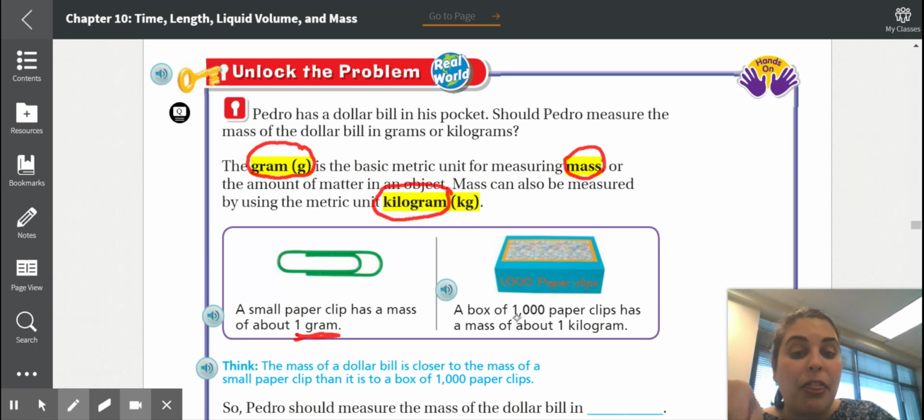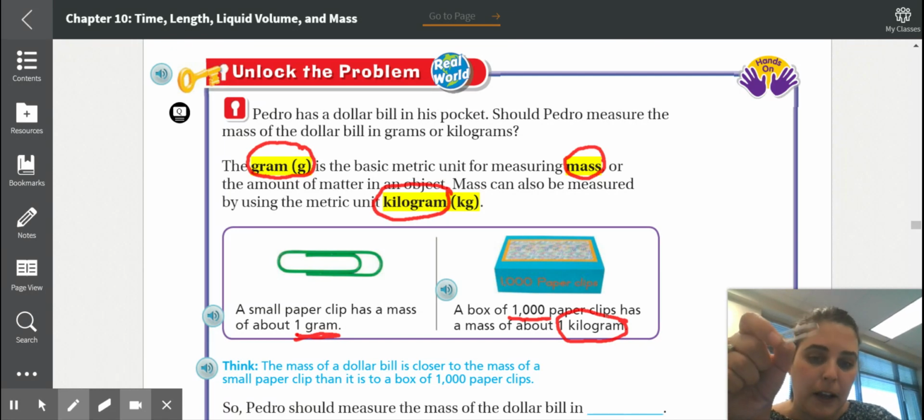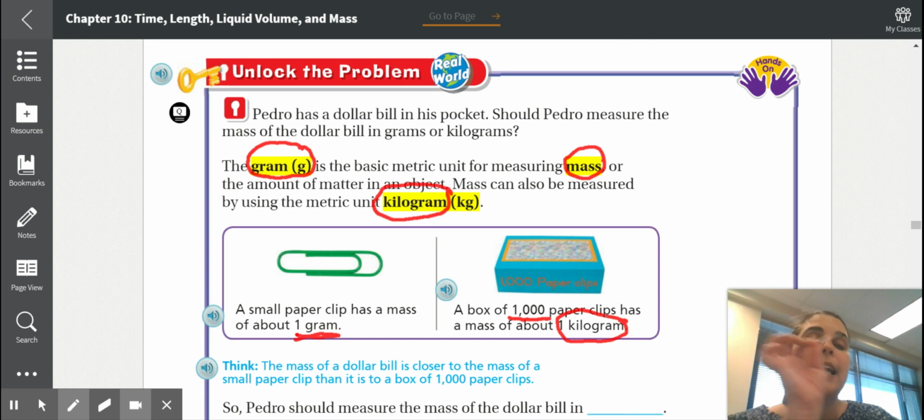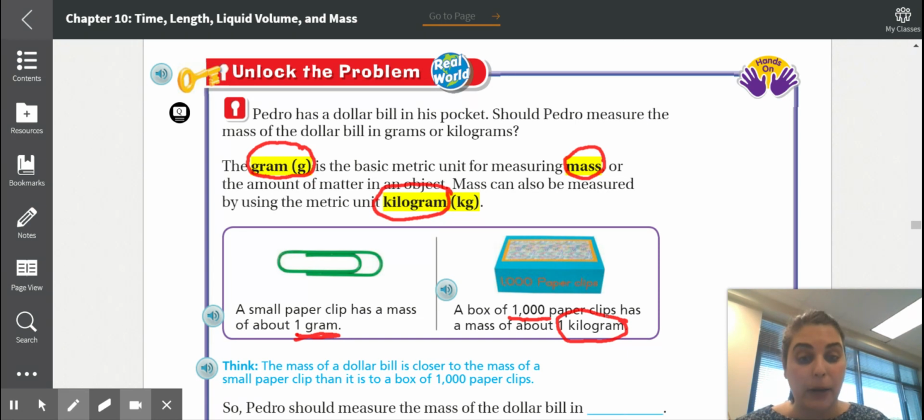Now, a box of 1,000 paper clips, if I had 1,000 of these, that would be about 1 kilogram. But you know what? It's still not heavy. Any of you could lift it. But just try and imagine one of these weighs 1 gram and 1,000 of them would weigh 1 kilogram. So if we wanted to measure how much you weighed, are we going to use grams or would we use kilograms? We would use kilograms because that's what you'd use to measure something greater. So that's our lesson today.